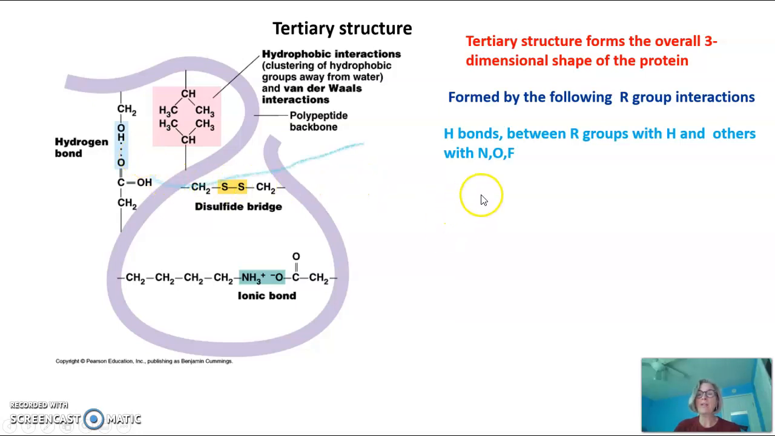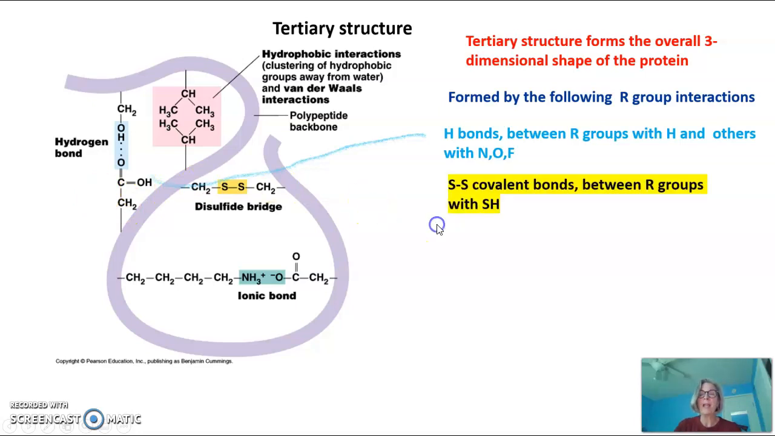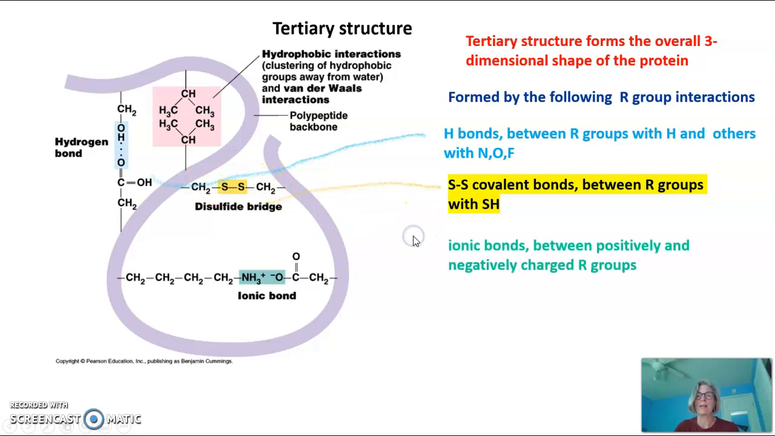These can be hydrogen bonds between R groups that have a hydrogen and others that have a very electronegative element like a nitrogen, oxygen, or a fluorine, and that can form a hydrogen bond, which would then bend the protein this way. It can also be formed by covalent bonds between 2 sulfur atoms in different R groups. So if we have an R group with a sulfur here and an R group with a sulfur here, under the correct conditions, they can actually form a covalent bond and again, bend this protein with this very stable bond.